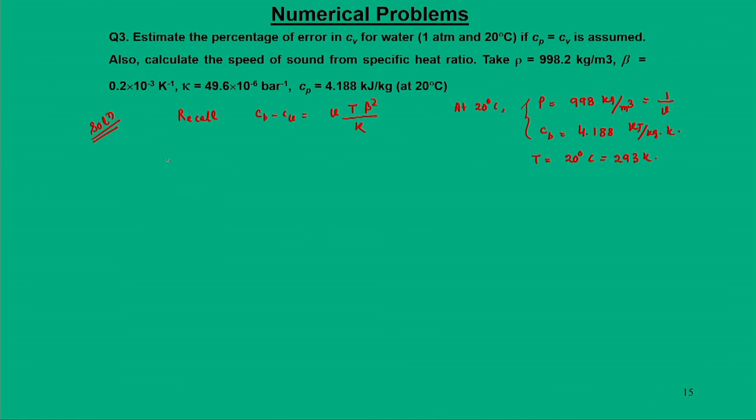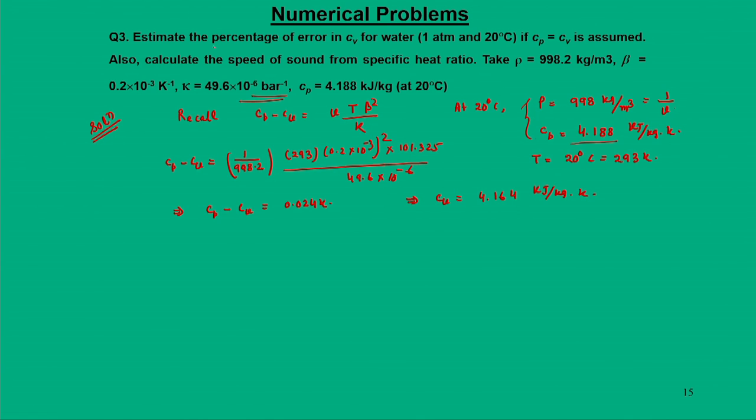Now, when I put in these numbers, Cp minus Cv is equal to 1 by 998.2, T is 293, beta is 0.2 × 10⁻³, whole square. Kappa is in bar, so we need to express it in terms of Newton per meter squared. So, we have to multiply by 101.325 divided by 49.6 × 10⁻⁶. After simplification we get Cp minus Cv is equal to 0.024 kilojoule per kg Kelvin. You already had the Cp data, so this will give you Cv value as 4.164 kilojoule per kg Kelvin.